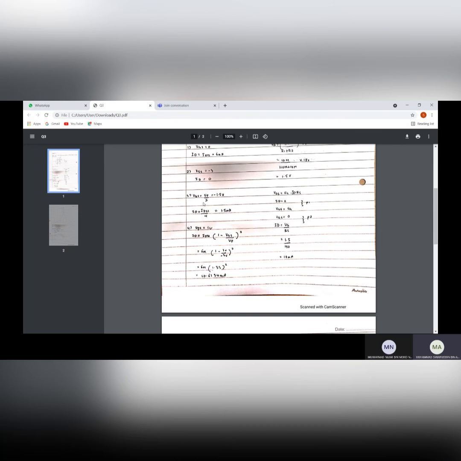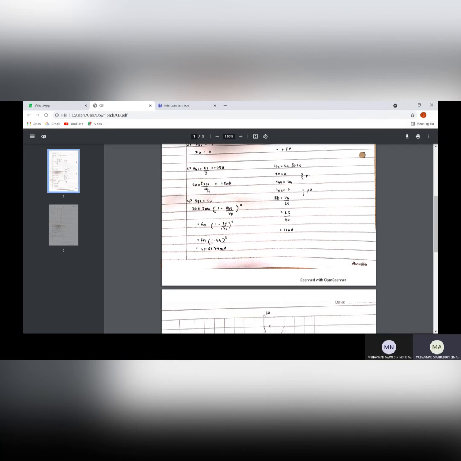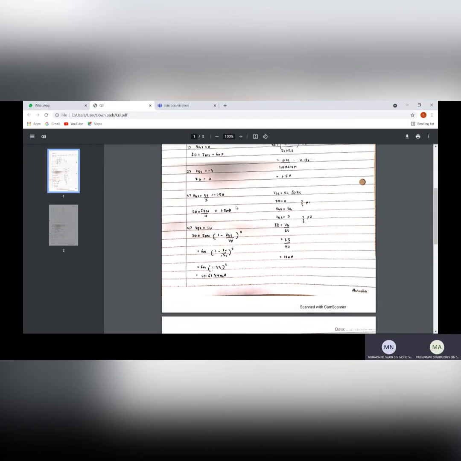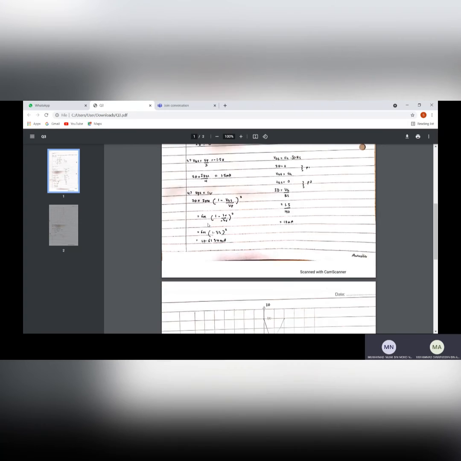For point number 3, I use the formula VP divided by 2 and I get negative 1.5 volt. For ID, I use IDSS divided by 4, so I get 1.5 milliampere. IDSS is equal to 6 milliampere.